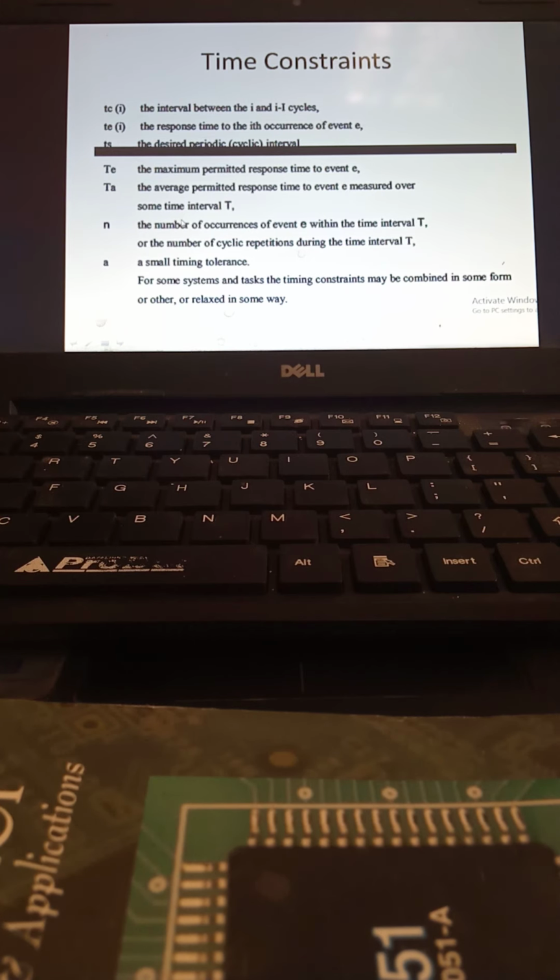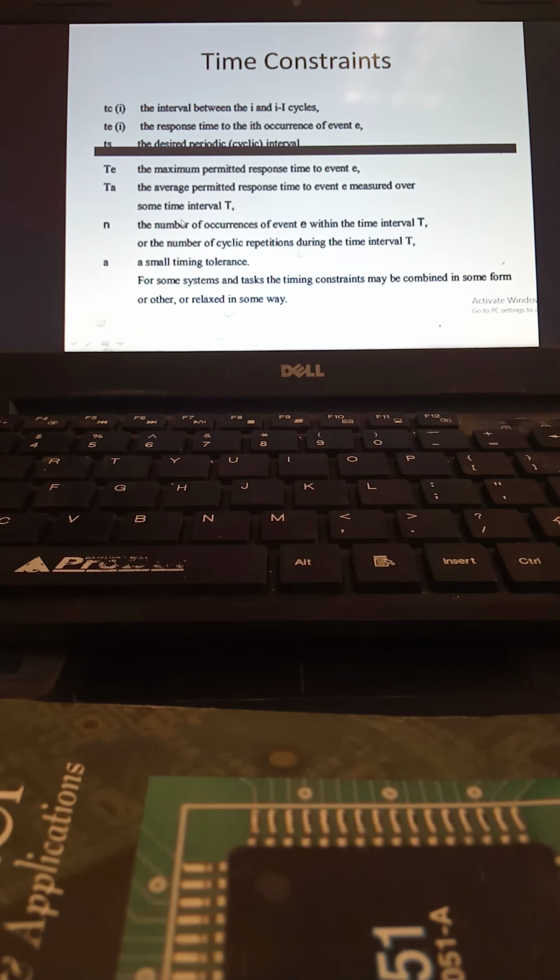What will happen? In each cycle, it will sense the output, calculate the error, and send a control signal. In the next cycle again, it will measure the temperature or whatever the output may be, and again take control action, like that. So that is an example. Then there are some aperiodic systems.